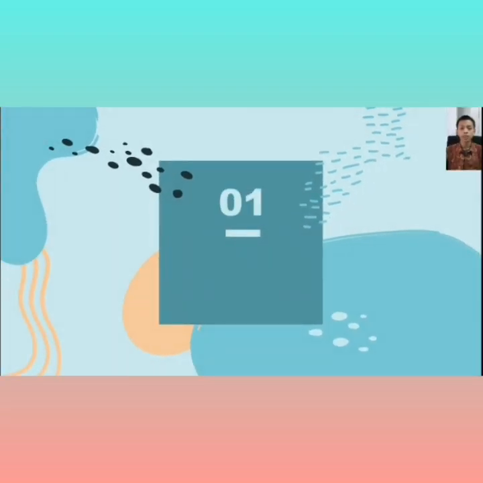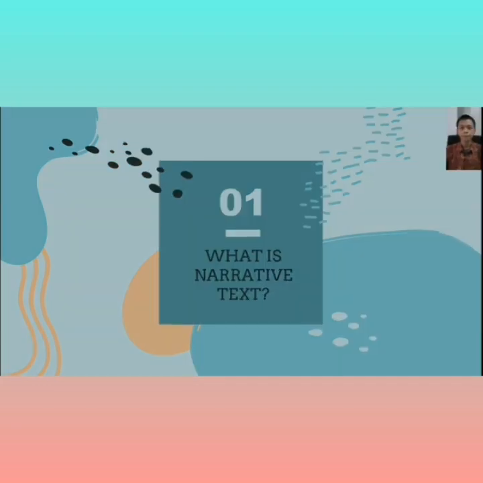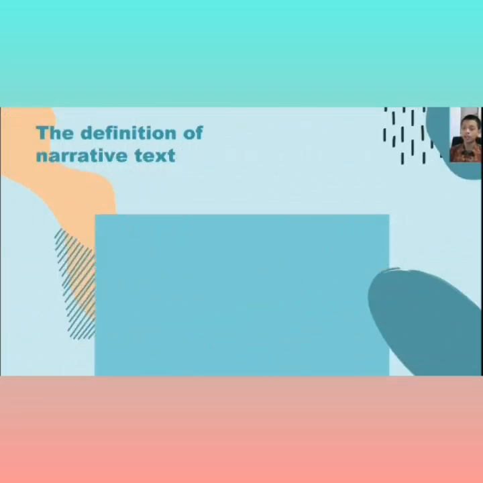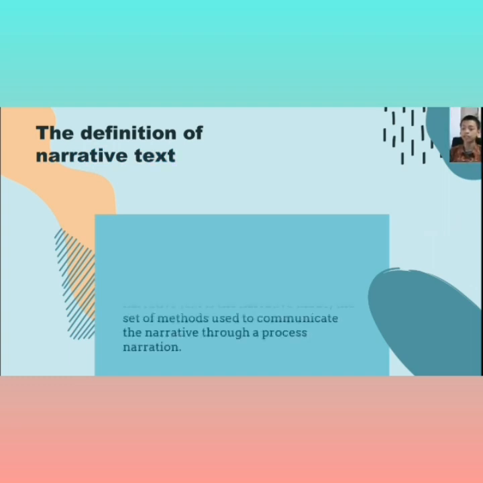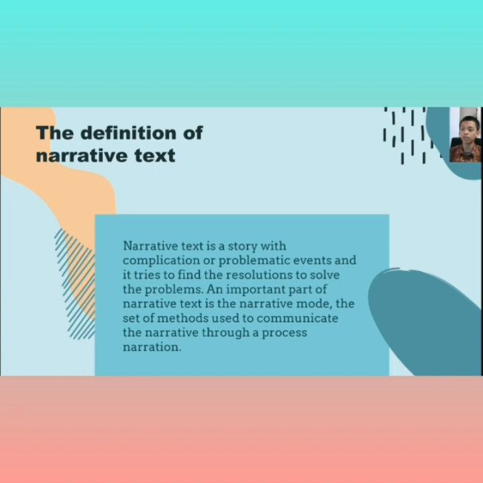Number one, what is narrative text? Definition of narrative text. Narrative text is a story with complication or dramatic event and it tries to find a solution to solve the problem. And an important part of the narrative text is the narrative mode, the set of the method used to communicate the narrative through a process of narration.